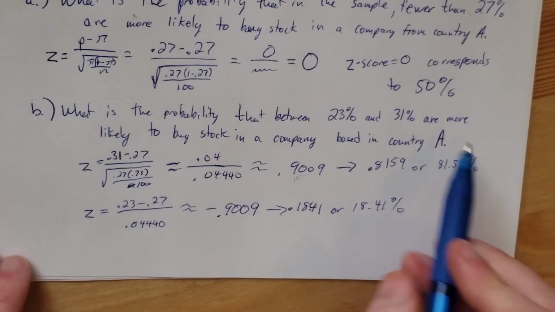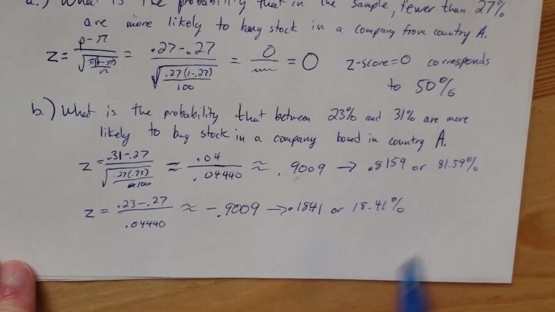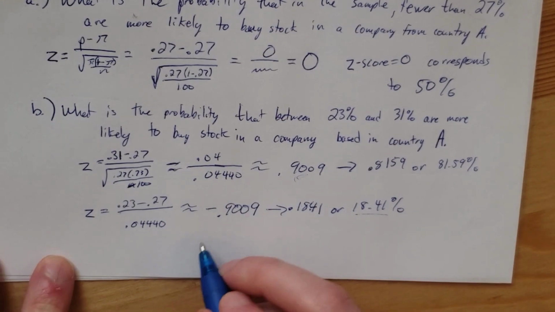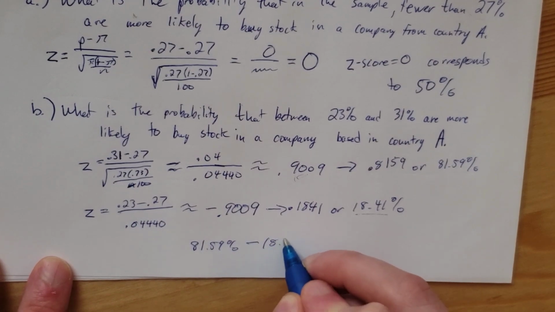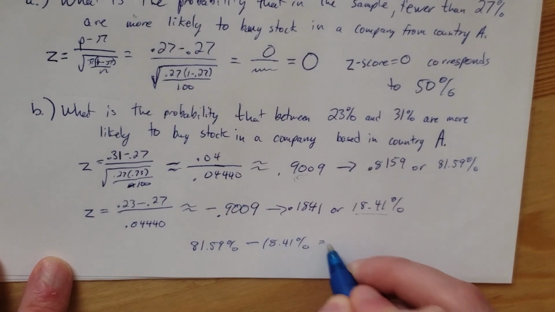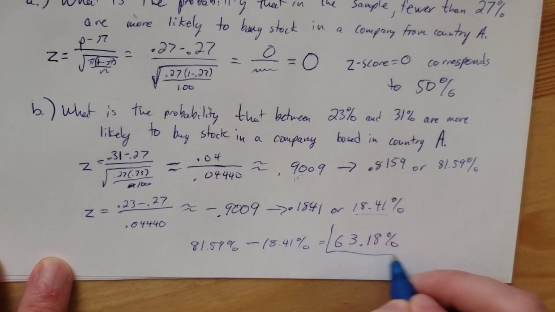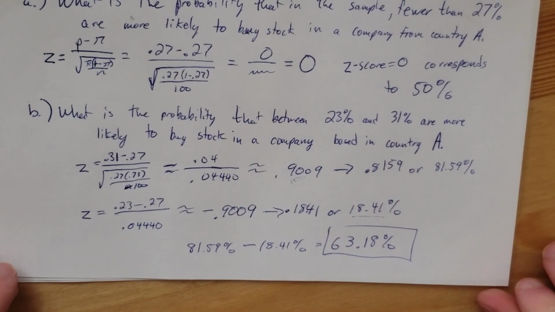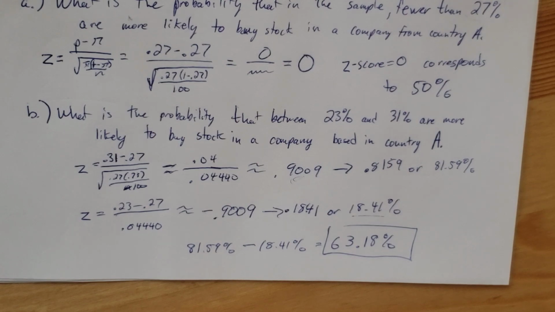So again, to find the probability that we're between these two percentages, we take this and subtract that off. So 81.59% minus 18.41%, and we get 63.18%. And that is the probability that we end up between those two percentages of people that are more likely to buy stock in a company based in country A. And that's it for this video.